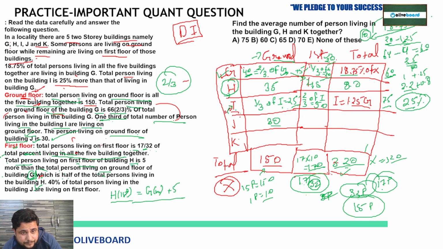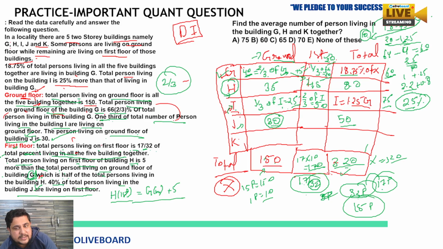After this, 40% of the total persons living in building J are living on the first floor. So if 40% of the total from J are living on the first floor, then the remaining will be living on the ground floor only. So this will be 60%. So 60% is equal to 30. Then 100% will be equal to what? 50. So how many persons are living in building J? 50 total. So 30 is 60%.